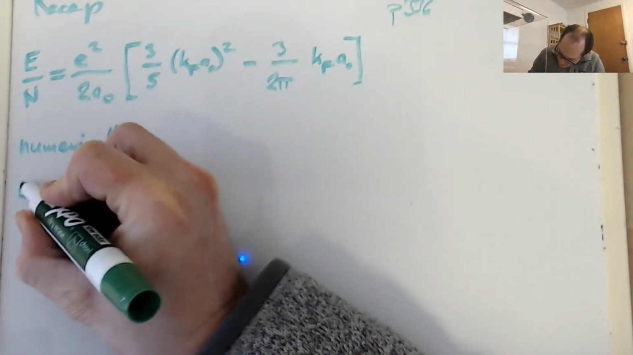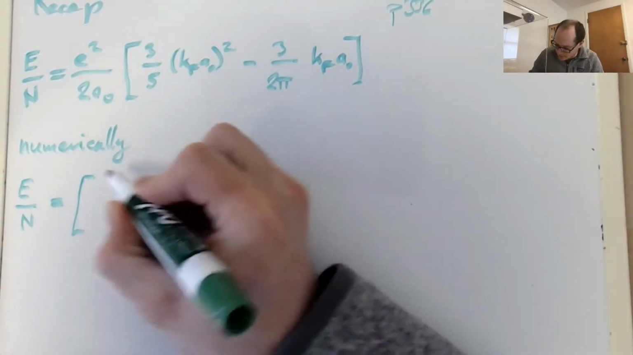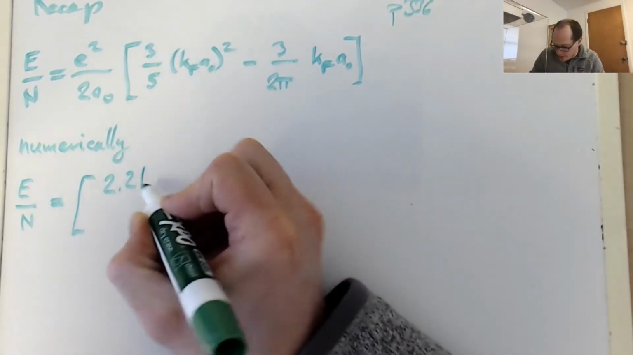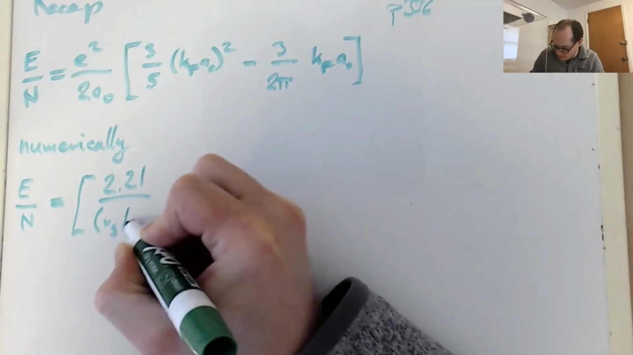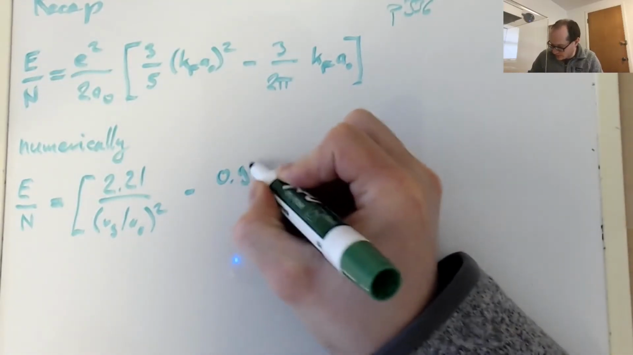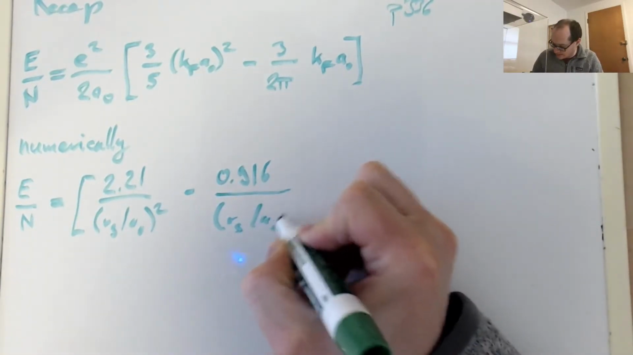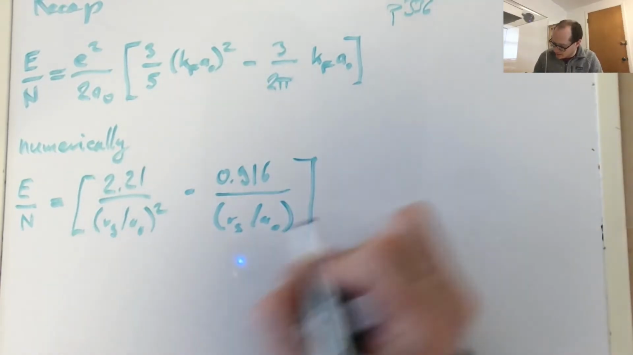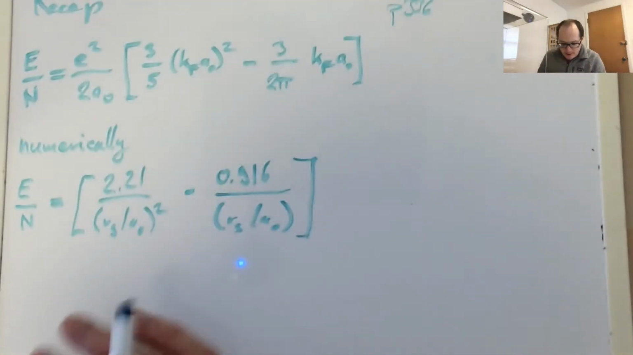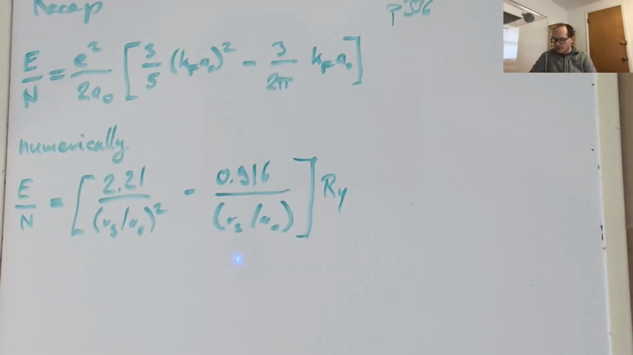So if we evaluate this, we saw that we get something that is about 2.21 divided by (Rs over a0) squared minus 0.916 divided by Rs over a0. So this is a Taylor series here, or actually, well, I shouldn't say that. This is the Hartree-Fock answer for the correlation energy in terms of the electron radius Rs.